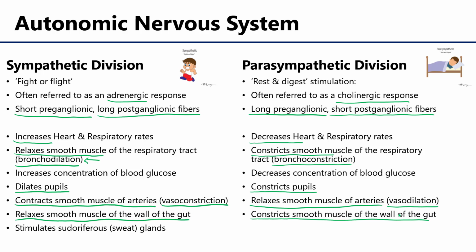And then finally, an example of imbalance between these two divisions. The sympathetic division is the only one of the two which innervates sudoriferous or sweat glands, and its stimulation causes these sudoriferous or sweat glands to secrete. So when you're sympathetically stimulated, that leads to more sweating. And that's very congruent with a fight or flight response.